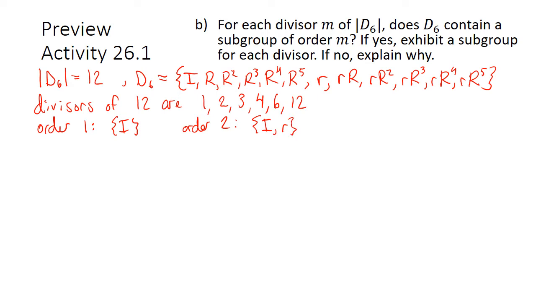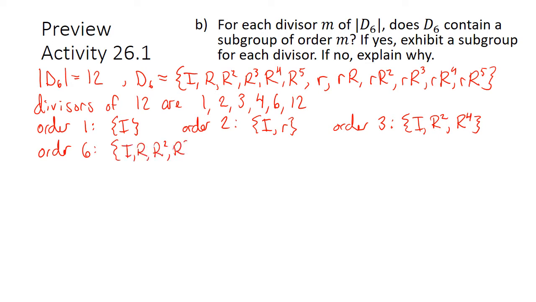And then order 3, there's at least one, I'm not sure exactly how many there are, but there's this one, for example, there's I, and then r squared, and r to the 4. Okay, that will form a subgroup. That's a cyclic subgroup, actually. And then there is one of order 6, that's all the rotations. So identity, and then all of these. And of course, for order 12, there's the entire group. It's a subgroup of itself.